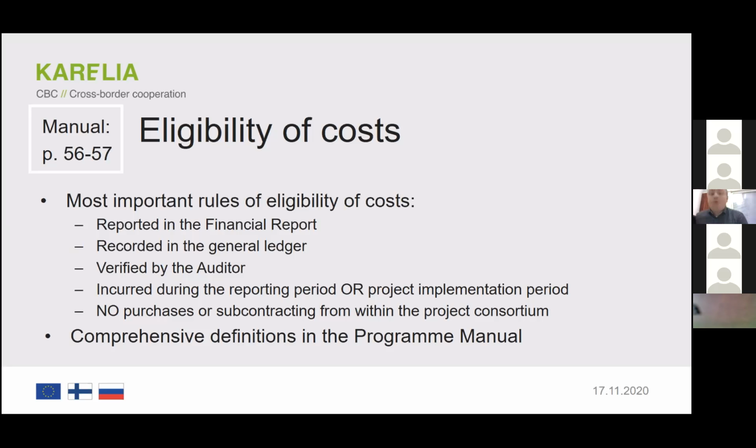Also, an important rule to remember is that any purchases of subcontracting that is done within the project consortium is considered ineligible. That is, for example, partners buying services from each other. Page 56 of the program manual has a good list of principles of eligibility and ineligibility for project costs. I also recommend reading that.